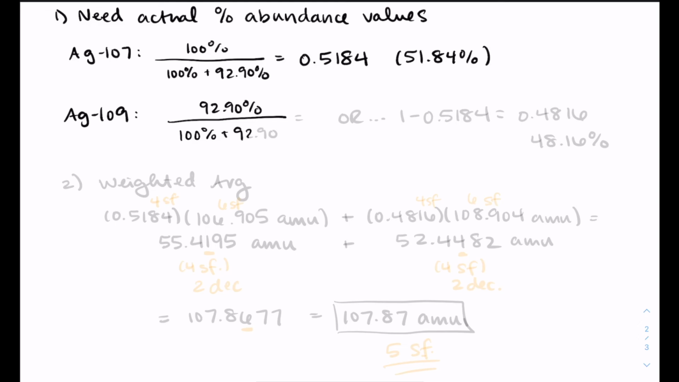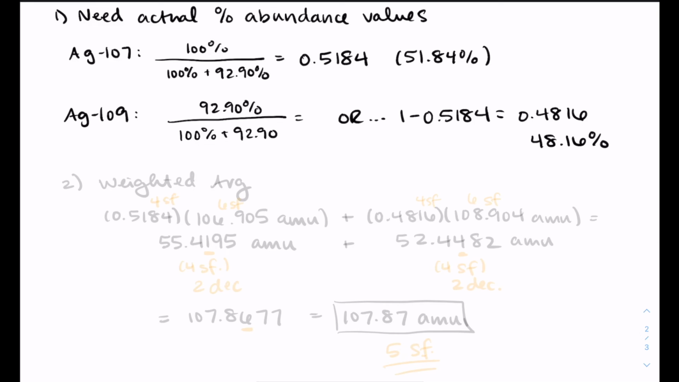Now for the other isotope, I could set up the same calculation. I could do silver 109 over the total sample, or this is where I could do maybe a simpler calculation and bring in the fact that both of these, if this is the entire isotope lineup for silver, have to add up to 100%. So I could do 1 minus 0.5184 to get the percent abundance for silver 109. And you should try this out. You should get the same answer both ways.